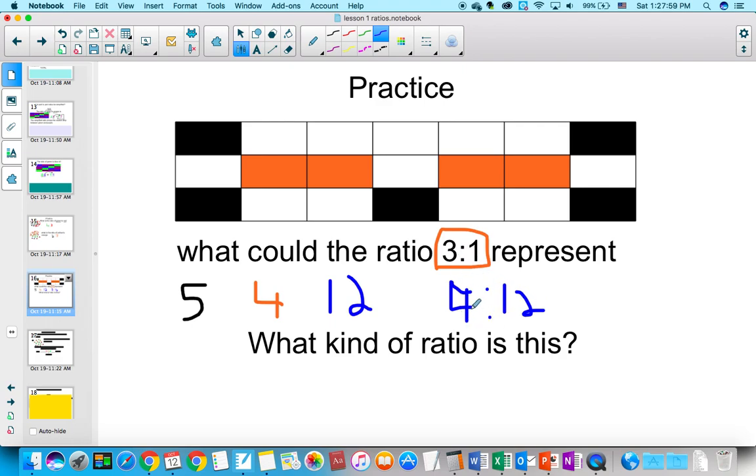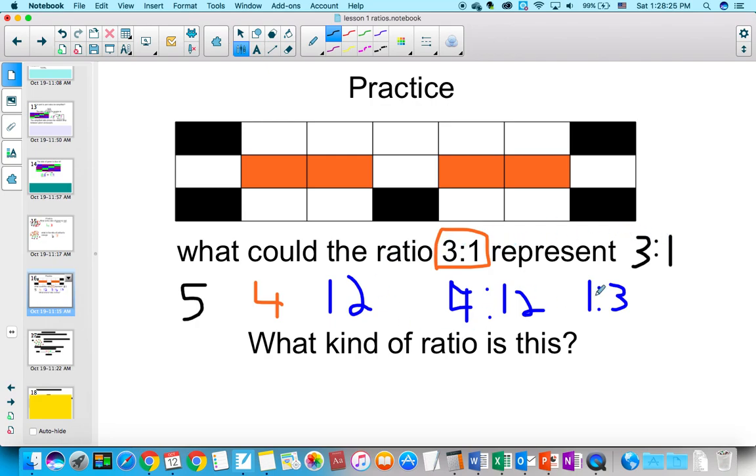If you simplified this ratio, 4 to 12, we would end up with 1 and 3, because you can divide 4 by 4 to get 1. You can divide 12 by 4 to get 3. So if I have this, then I can just swap the numbers, right? So I'll just flip the numbers around, and I'll end up with 3 to 1. Oh, so it's the same ratio.